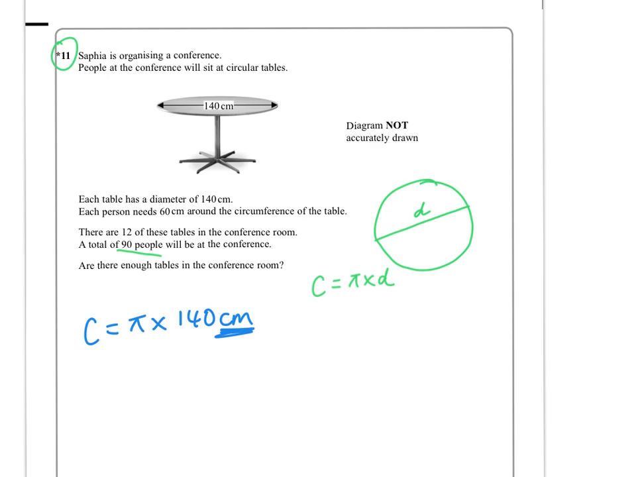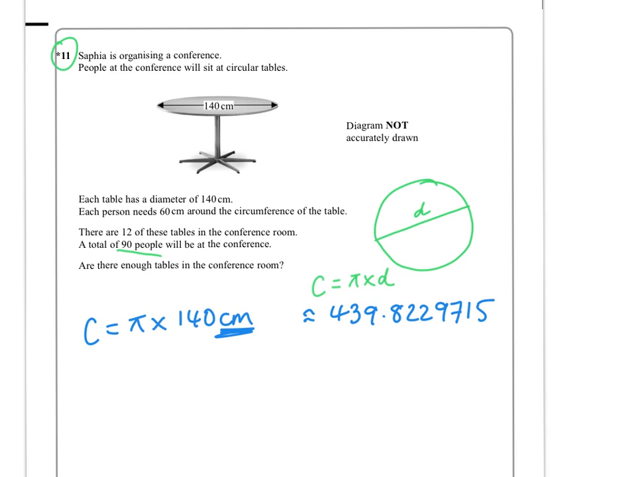times 140, so that will be approximately 439.8229715. I'm just writing down exactly what's on my calculator display, there's no harm in that at all. And that's for one table. So you've got to say to yourself, well, how many people could fit around that table? So if it's 60 centimetres around the circumference, how many 60s would go into that?